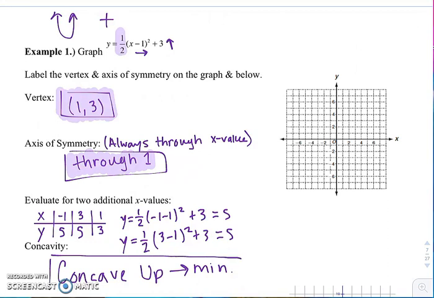So let's plot our points on our graph. The vertex is at (1, 3). It is going to open up. And then (-1, 5) and (3, 5). And it is a little wider because that 1/2, that value smaller than 1, does squash it or make it wider, compresses it a little bit. And that is it for your vertex form of a quadratic function.